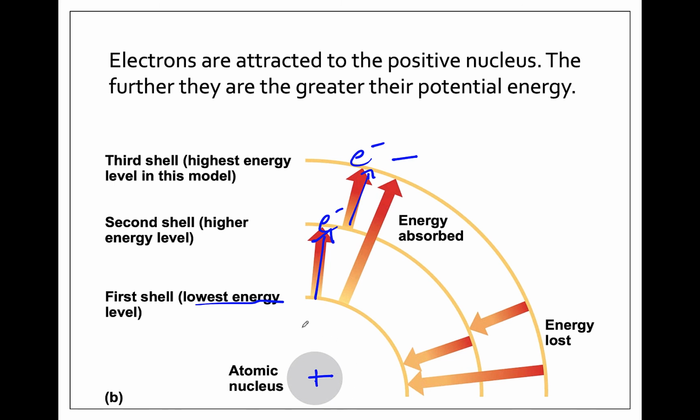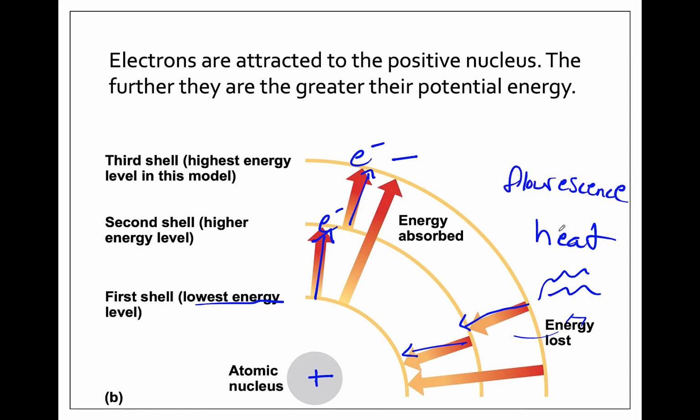Think about pulling apart 2 really strong magnets. It takes energy to pull them apart. It does not take energy to let them snap back together. So when an electron falls back down, it's losing energy. Usually that energy is lost in the form of heat, sometimes fluorescence. So when you see those radioactive isotopes fluorescing, it's often because they're losing energy.